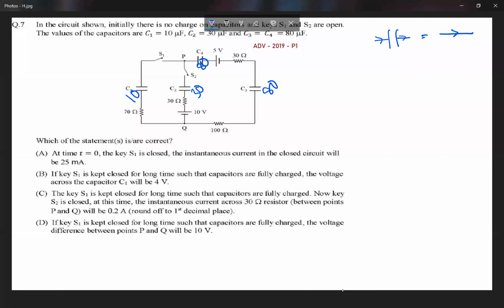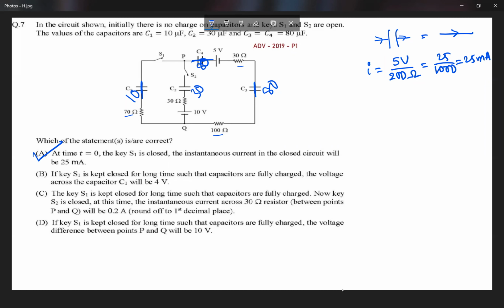The instantaneous current can be found by just shorting all the capacitors. So if you short all the capacitors, you'll find out the instantaneous current. So how many resistors are there? 30, 100 and 70. That makes it 200 ohms. So the current is equal to 5 volts divided by 200 ohms, which is equal to 25 divided by 1000, or 25 milliamperes. So the current in the circuit is equal to 25 milliamperes. Option A is correct.